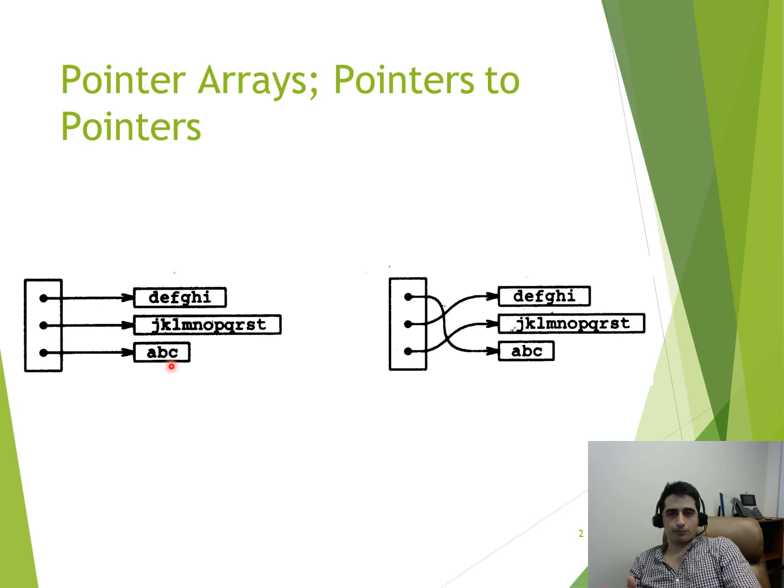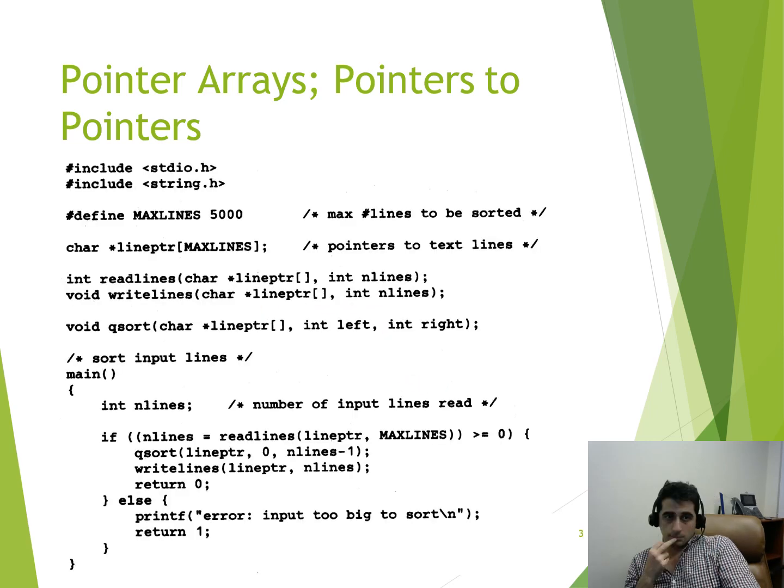The next step, we're going to sort this array of strings alphabetically, and basically ABC comes first after sorting. The second one is DEFGHI, and the last one is JKLMNOPQRST. And at the very end of the program, we're going to print the sorted list of strings on the screen. All right, so let's take a look at what the program looks like.